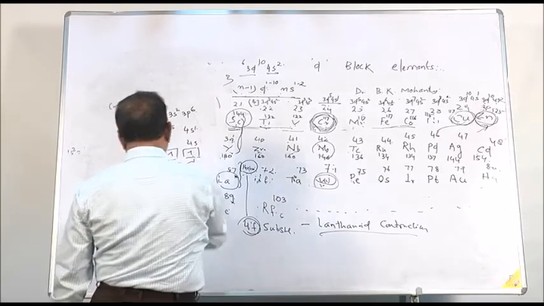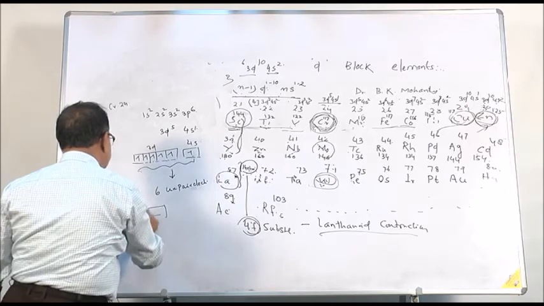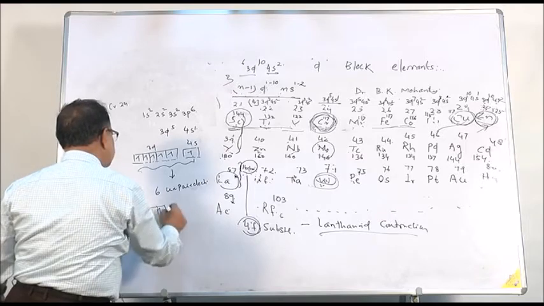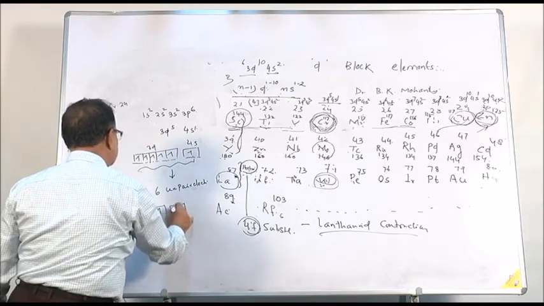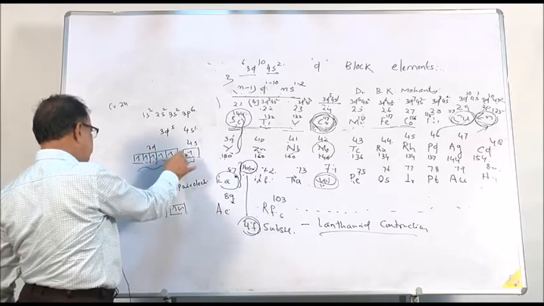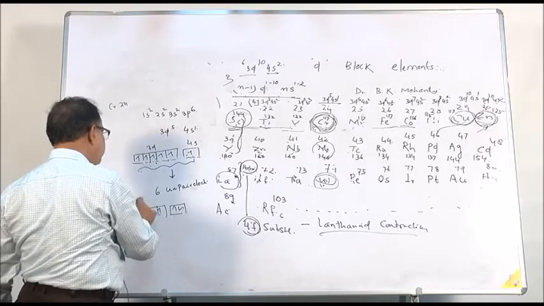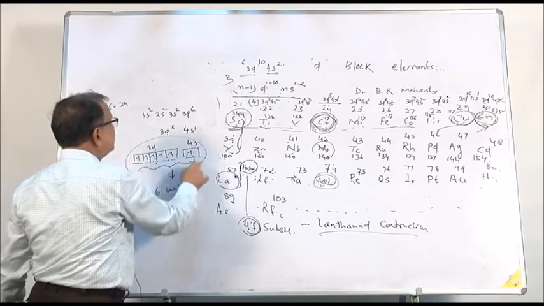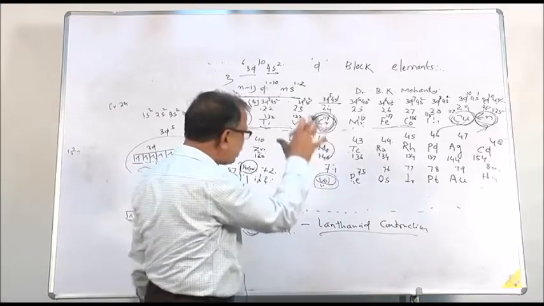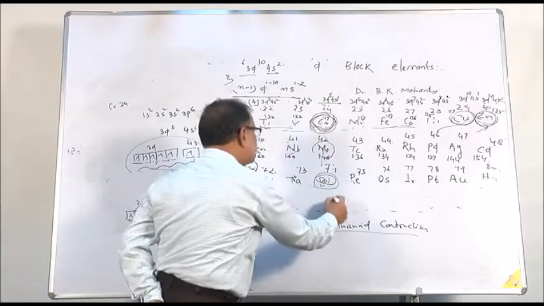What about manganese? You find 3d5 4s2, so it has only 5 unpaired electrons. Compare this with chromium's 3d5 4s1, which has 6 unpaired electrons. If you compare all of them, the chromium group, chromium, molybdenum and tungsten, contains 6 unpaired electrons.